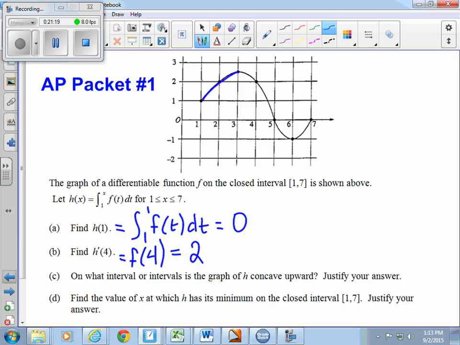From 1 to 3 and 6 to 7, the slope is positive, the slope of f prime. Okay. We figured it out. So from 1 to 3 and 6 to 7. Have we finished the question?